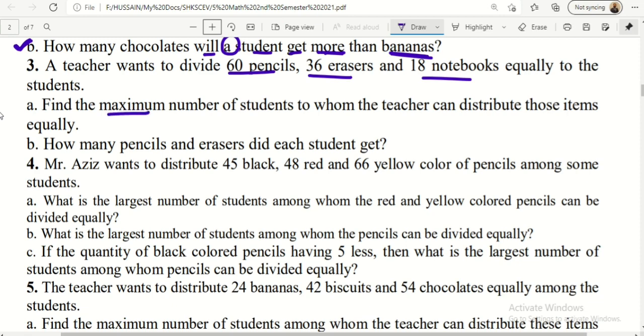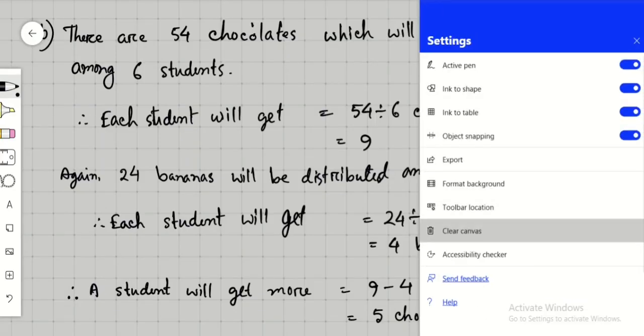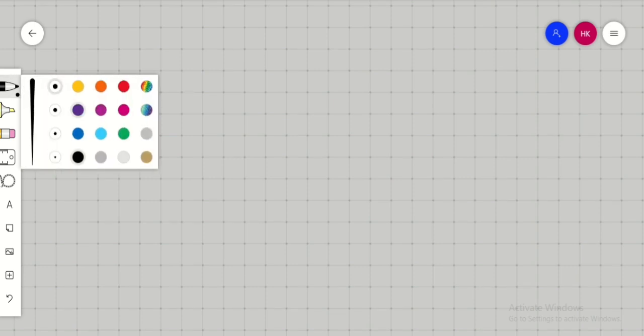If you are asked to find the maximum number, that means you have to do HCF. So find the maximum number of students to whom the teacher can distribute all those items, that means pencils, erasers and notebooks. So you have to find the GCF of 60, 36 and 18. We just clear the canvas again and change the color of the pen.